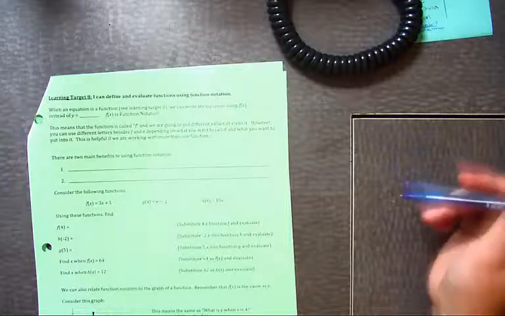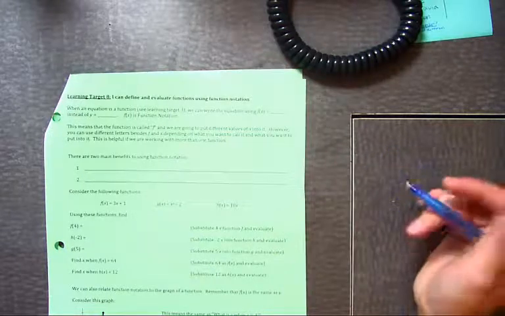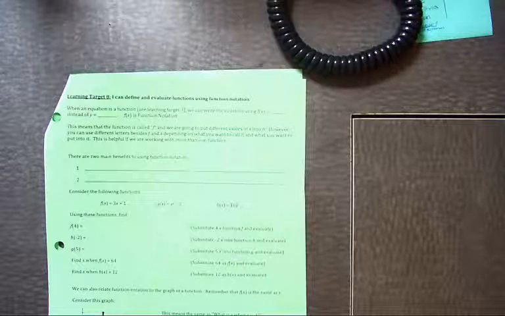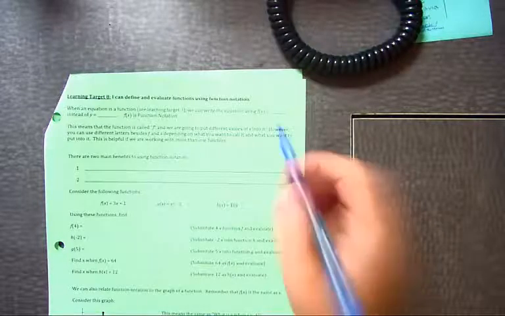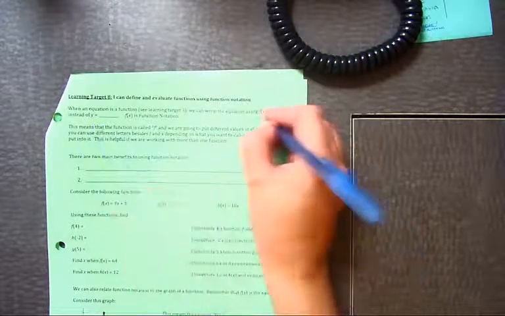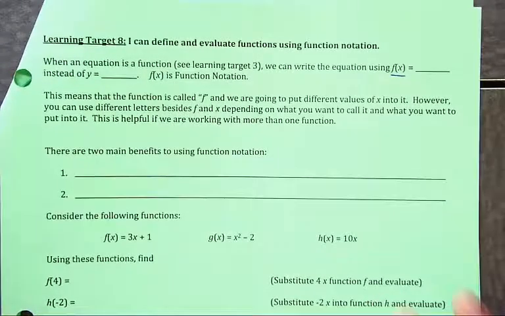So today we're going to talk about learning target 8, which is defining and evaluating functions using function notation. When an equation is a function, which we talked about earlier, we can write the equation using f of x equals instead of y equals. F of x, right there, let me zoom this in a lot here. F of x is function notation.